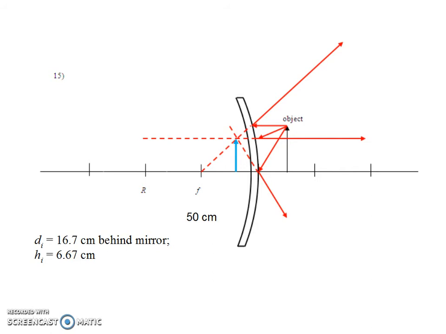Let's take a look at number 16. Oh, sorry, of course we also want to describe it. It is upright, put it the same way, it is clearly reduced, and it is a virtual image.